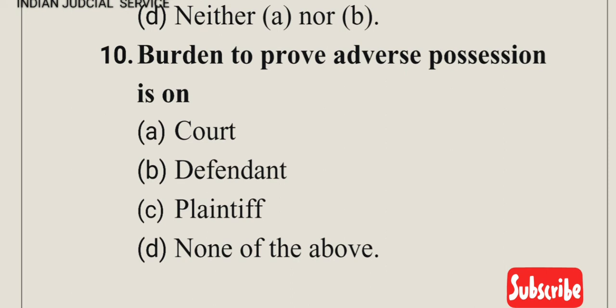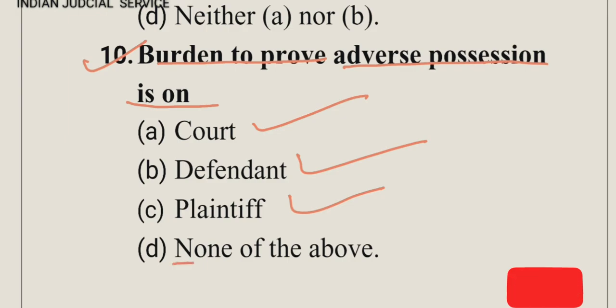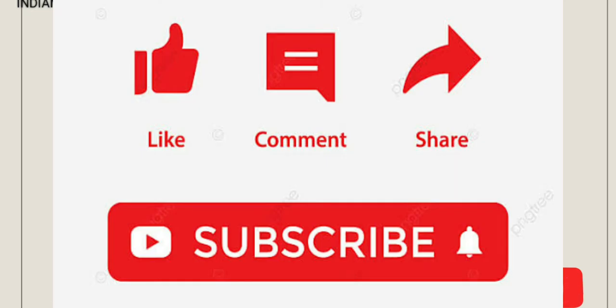Now the final question of this video, question number 10. The burden of proof of adverse possession is on, option A, court, option B, defendant, option C, plaintiff, and option D, none of the above. So clearly the burden of proof of adverse possession is on the plaintiff. So the answer here is option C.